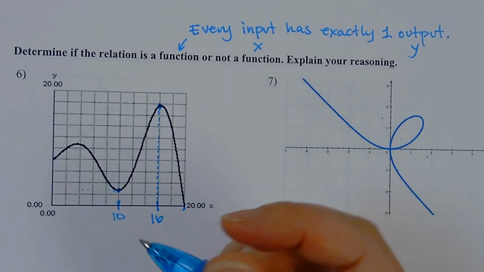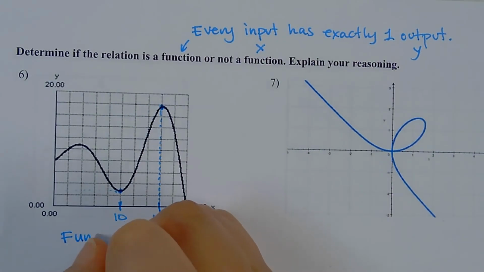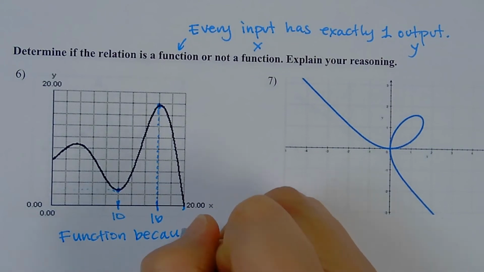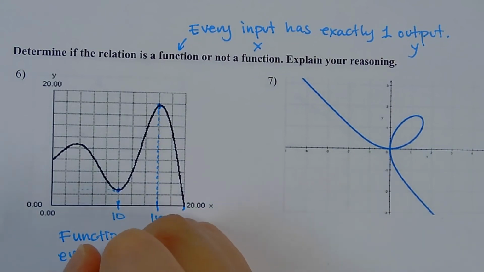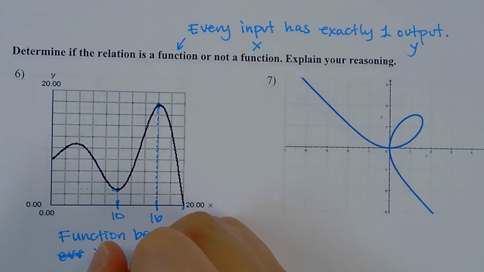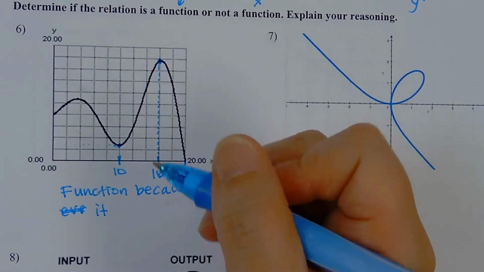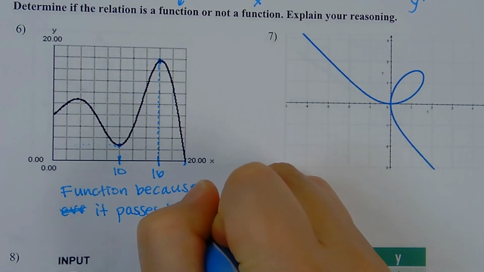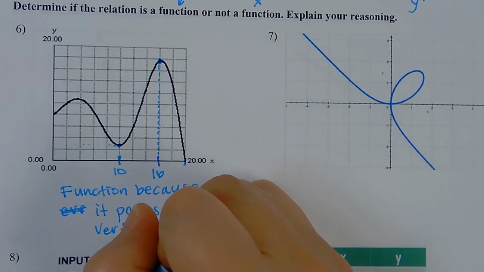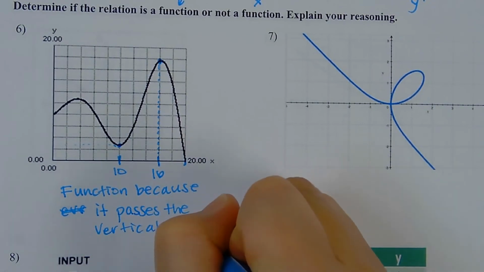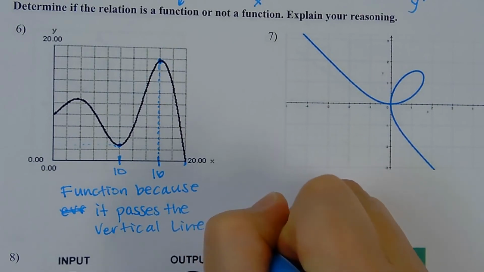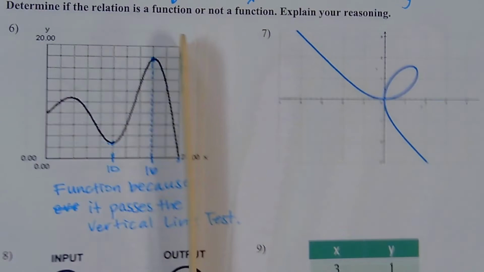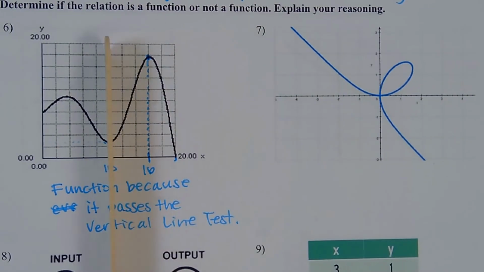So the way we say it, this is a function because, honestly for graphs we can just say because it passes the vertical line test. That's the vertical line test. Remember the test that we did with the vertical line like this?